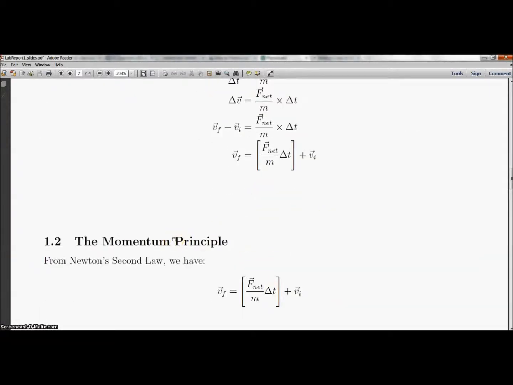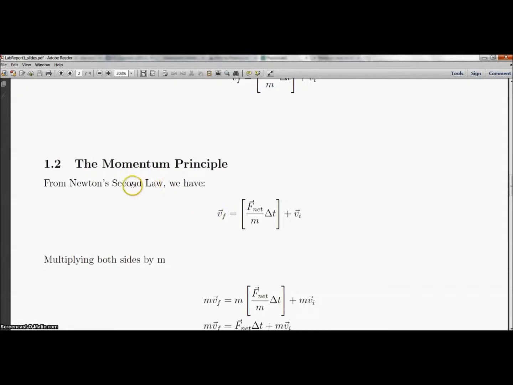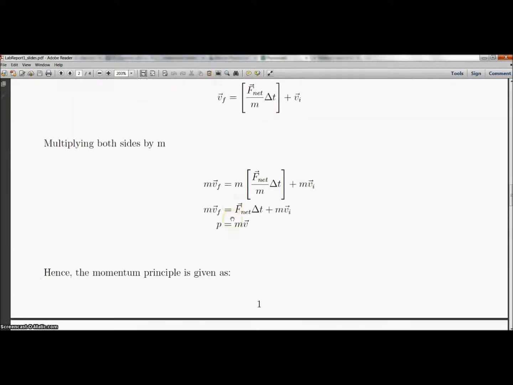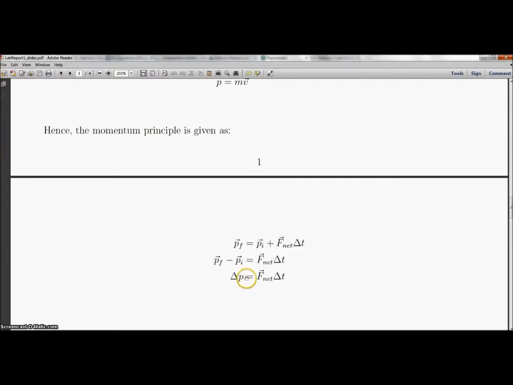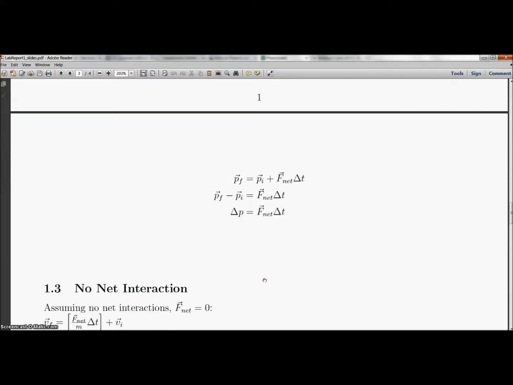And equivalently, the momentum principle can be obtained from Newton's second law by starting from the mathematical expression of Newton's second law, carrying out the following algebraic manipulations, and voila, you have the change in momentum equals the net force times the change in time.